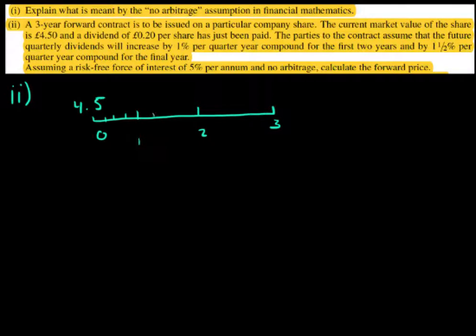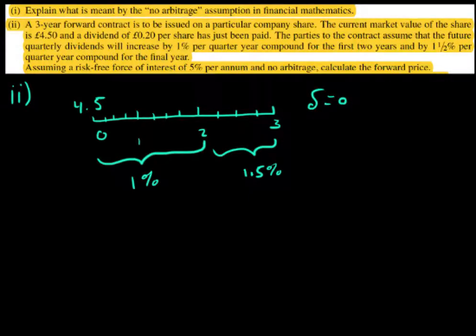So over these 8 periods, we're going to be going up by 1% from that 0.2, and then we're going to be going up another 1.5% in the last year of those 3 years, so the last 4 quarters. Okay, and then we're going to find out, assuming a risk-free force of interest of 0.05, and there's no arbitrage, which we know means you can't make a risk-free profit, what is the forward price at this point in time? Okay, so we've got to find that one out.